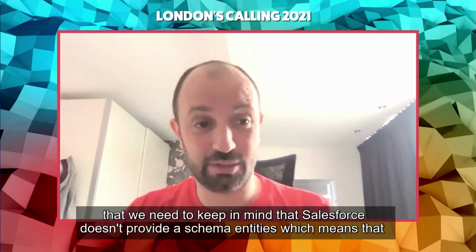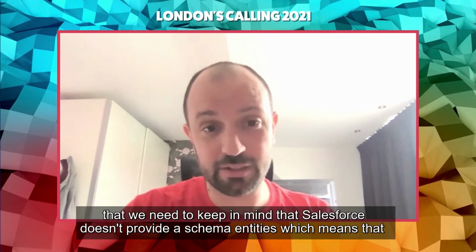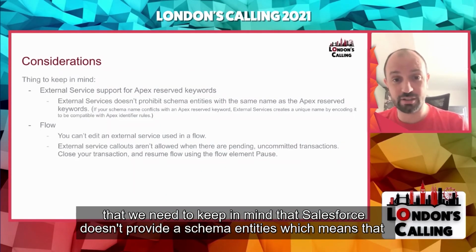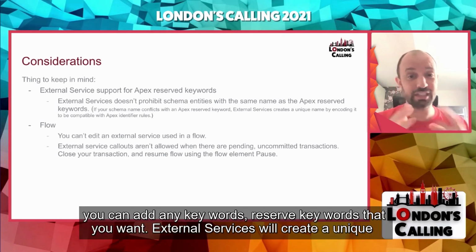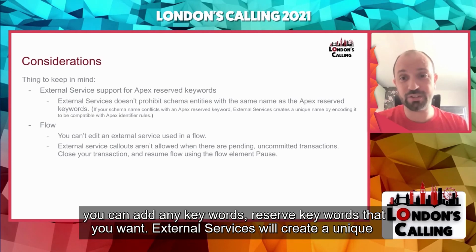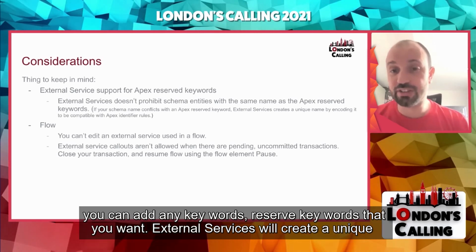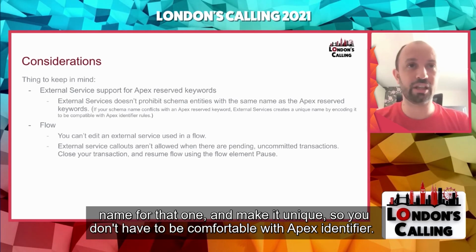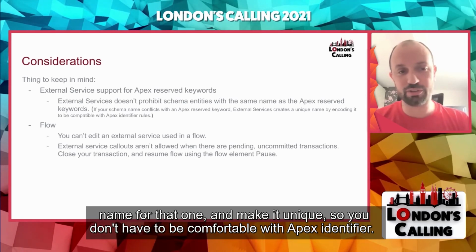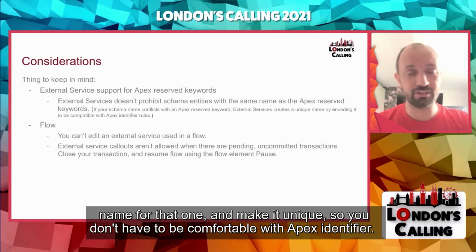Things that we need to keep in mind: Salesforce doesn't provide schema entities, which means that you can add any reserved keywords you want, and external services will create a unique name for that one and make it unique, so that it is compatible with Apex identifiers.